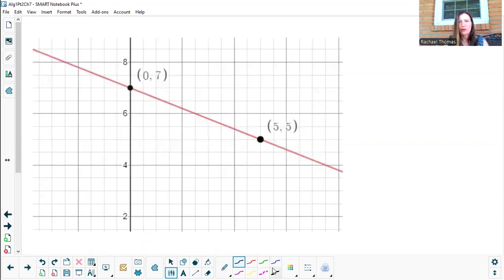Let's try one more from a graph. In this case, I'm going down 2, and I'm going to the right 1, 2, 3, 4, 5. This slope would be -2 over 5.